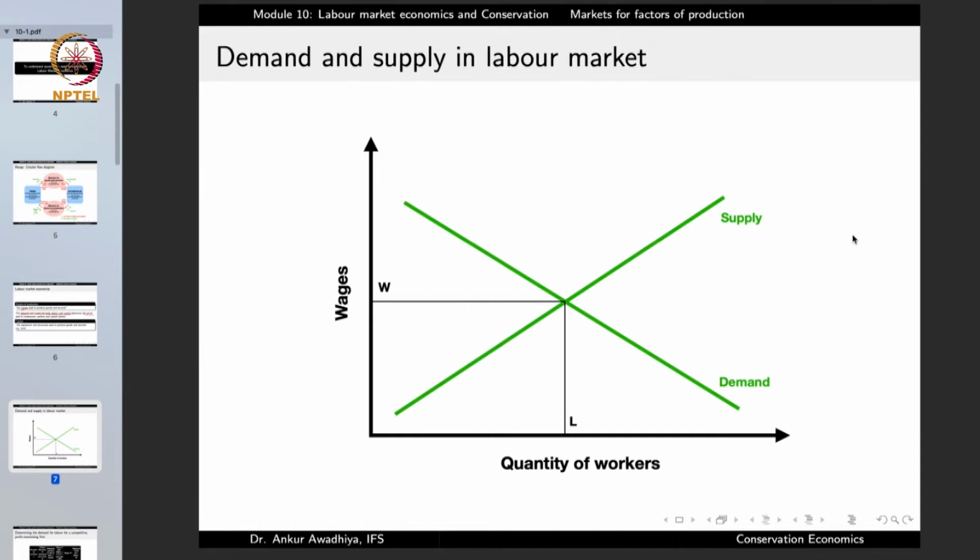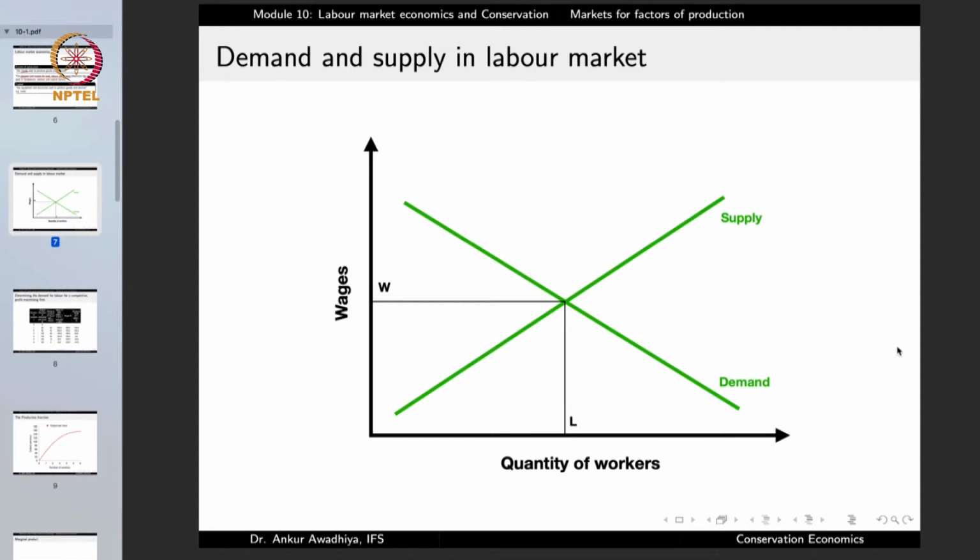So these two things, the demand and supply in the labor market, will determine the wages that people get and whether they get the wages at all or not. That is, whether or not they will get some sort of an employment through this market or not.